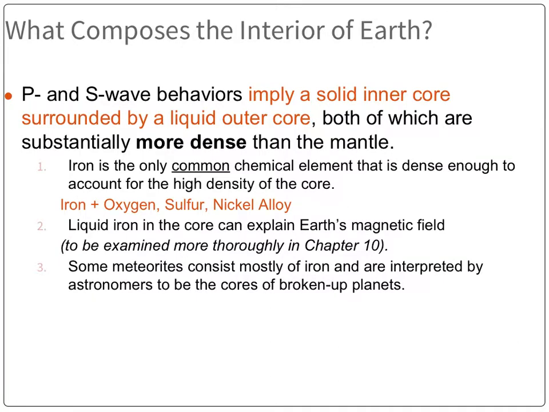Okay. So, based on these analyses and laboratory studies of the behavior of materials under different temperatures and pressures, and the idea that iron and nickel and cobalt and other heavy metals are going to naturally collect at the core of the Earth, we've got essentially the idea of a solid inner core and a liquid outer core. Those are both more dense than the mantle, and it's those density differences that bounce the seismic waves around the way that we see them bounce around.